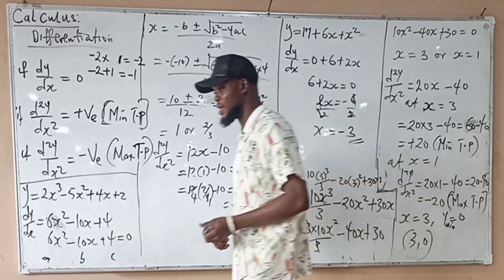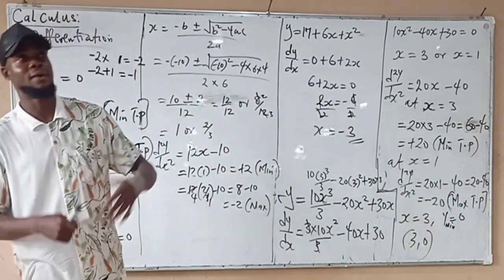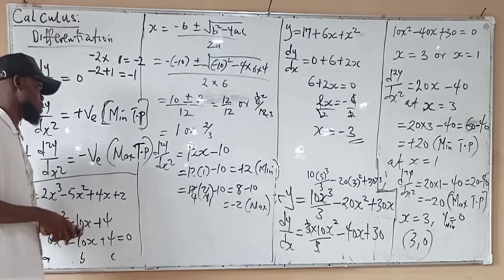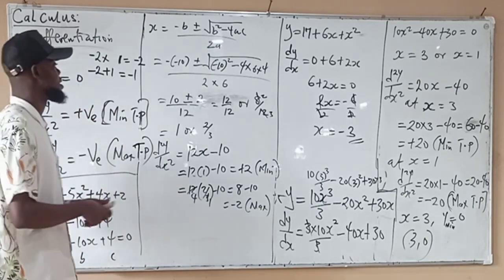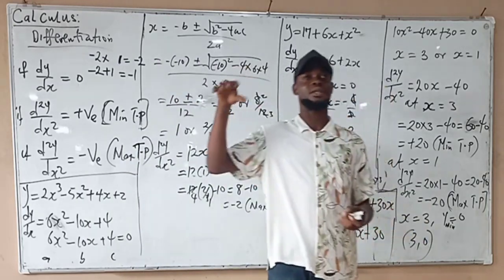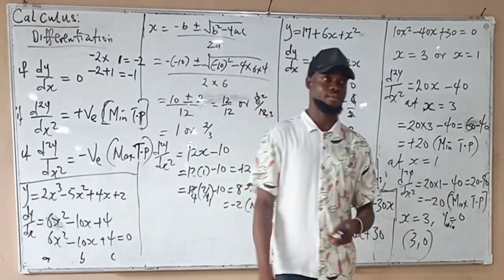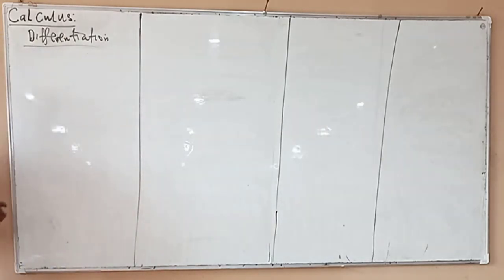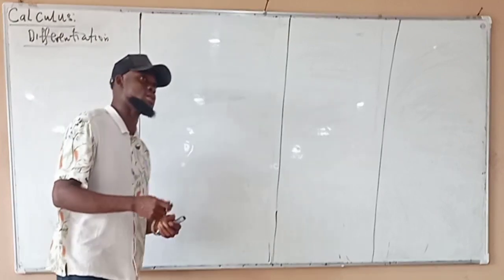So the next one we're going to look at is the curvature and radius of curvature of a particular curve. Ensure you practice this. It's very, very important. So let's look at the curvature and radius of curvature of a curve.